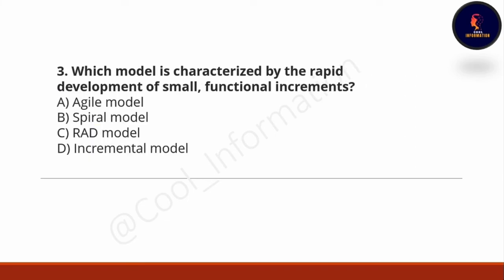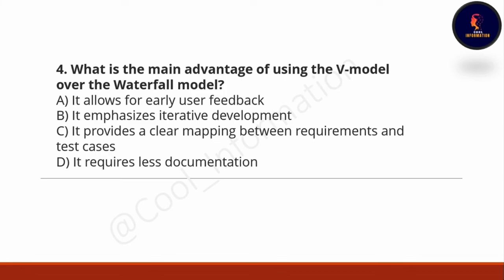Next question, which model is characterized by rapid development of small functional increments? So actually it is the agile model, so option A will be correct. What is the main advantage of using the V model over the waterfall model? So it actually provides a clear mapping between requirements and test cases. So option C will be correct here.